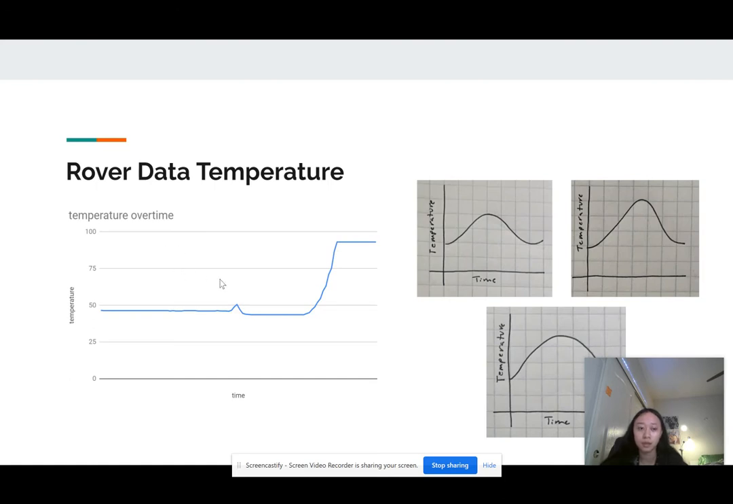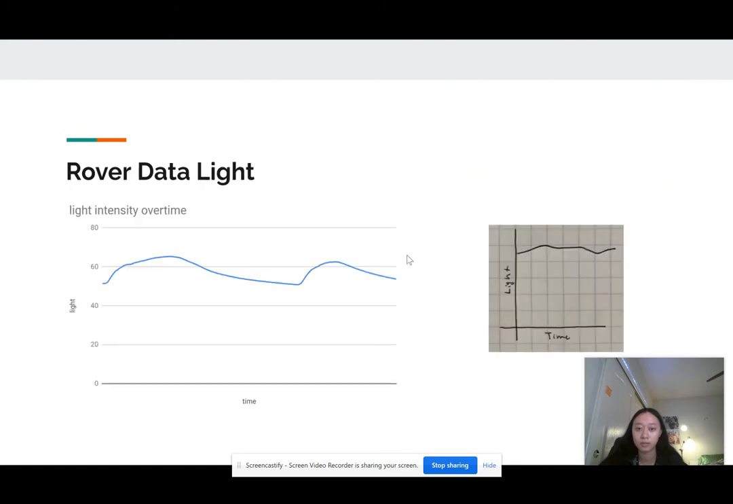As you can see in the rover data temperature over time graph, there's an exponential increase, which could only correspond to the quick increase in temperature over the daytime. And this could be seen in the Rocky Mountains, desert plains, and tropical islands.